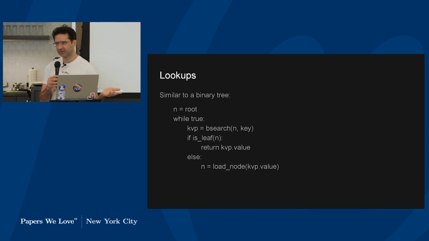So to use it, looking it up looks similar to a binary tree. You start at the root, and then while you're not at the leaf, you look up the child and load the node for that value. When you reach the leaf, you return the value. So it looks very similar to a binary tree, except instead of if the key is less than the value, go left, otherwise go right, you do a binary search to figure out which child to walk down.